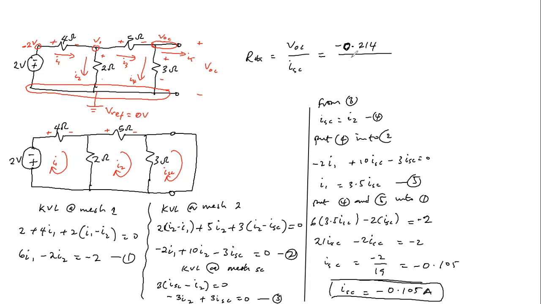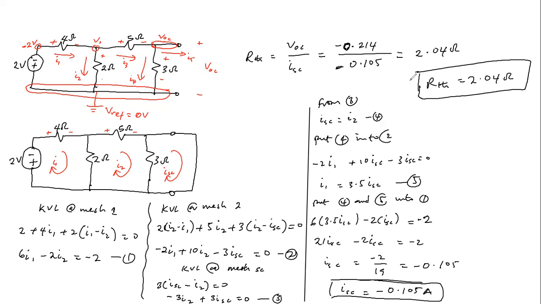So once we substitute into this, we already solved for the open circuit voltage, right? So we can now plug in the value for the short circuit current, which is minus 0.105. And that will give us 2.04 ohms. So meaning the Thevenin resistance is the same as 2.04 ohms.